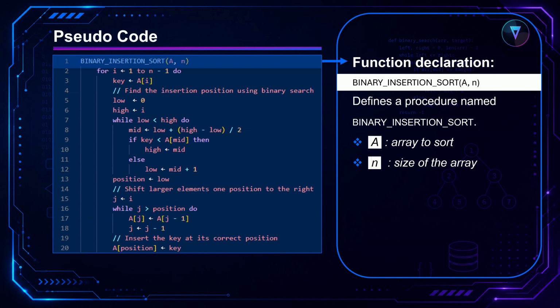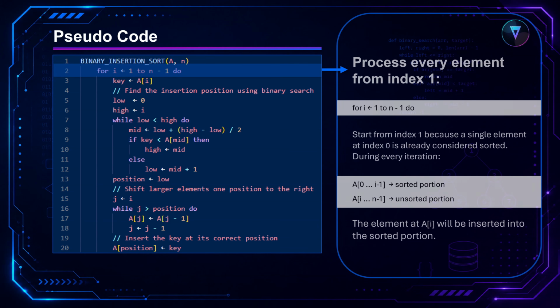What does this line represent? It defines a procedure named binary insertion sort. A is the array that we want to sort, and N is the number of elements in that array. We will assume that array indexing begins at 0. Does the algorithm create a second array? No, it sorts the original array directly. This is known as an in-place sorting algorithm.